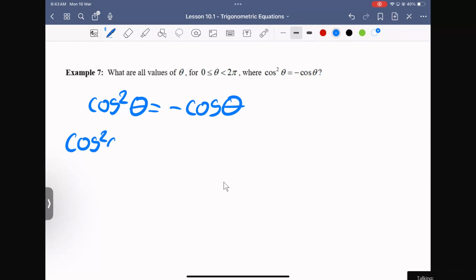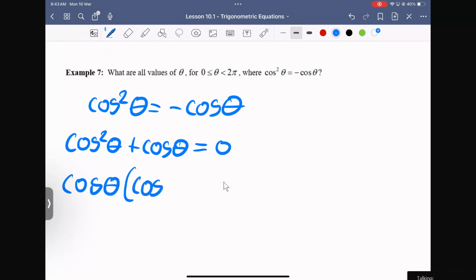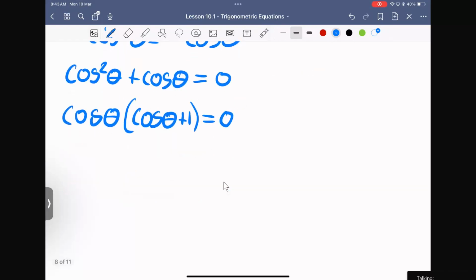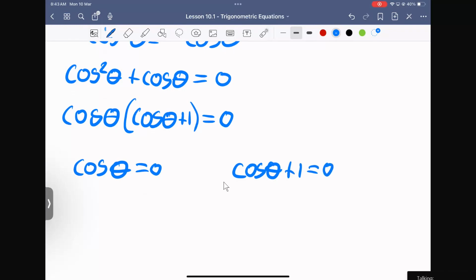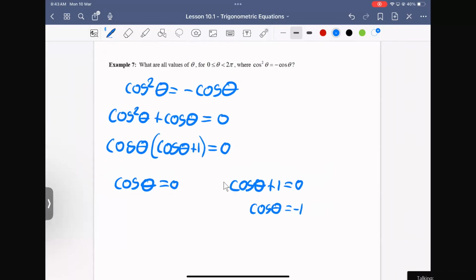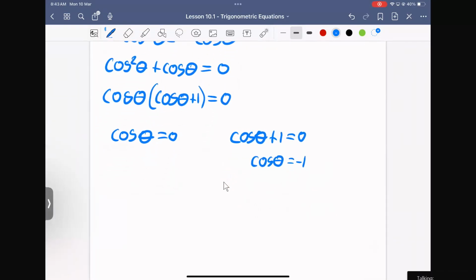So we get cos squared theta plus cosine theta is equal to 0. Then we factor out the cosine theta. This is the one you would divide through by. And we get cosine theta times cosine theta plus 1 equals 0. Now, this gives us two possible equations. We've got cosine theta equals 0, and we've got cosine theta plus 1 equals 0, which is cosine theta equals negative 1. These ones we can solve pretty quickly and easily on the unit circle.